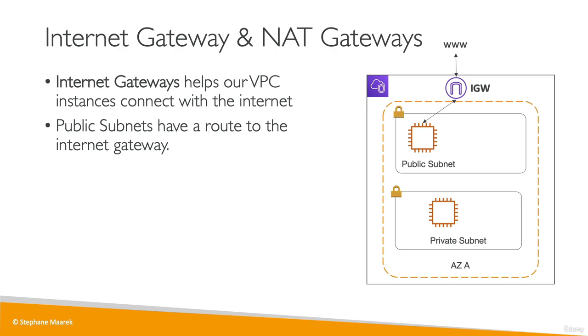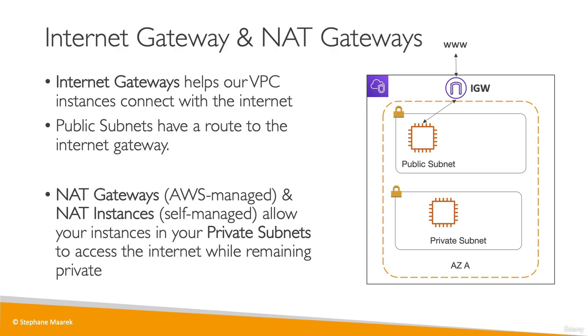Now, if you have an instance in a private subnet, it is not going to be accessible from the internet, but you may want to give it access to the internet, for example, to get updates for your operating system or to download files. For this, we can create what's called a NAT gateway, which is managed by AWS, or a NAT instance, which is self-managed, and that will allow your instances in your private subnet to access the internet while remaining private. Concretely, we create a NAT gateway or NAT instance in our public subnet, and we create a route from the private subnet to the NAT gateway, and from the NAT gateway to the internet gateway. And this will allow your private subnet to get internet connectivity. So that's it for the theory.